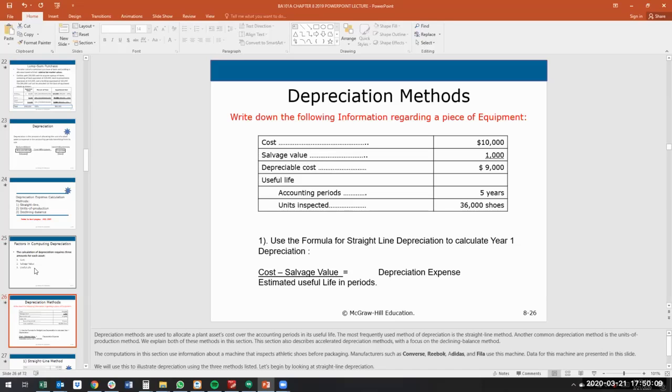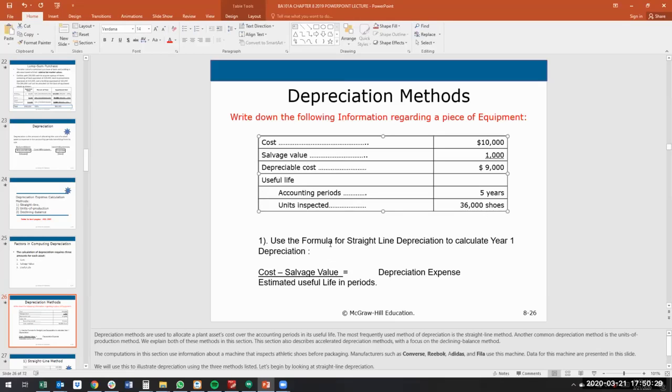Always write down these variables when you're doing a depreciation question. Make sure you know their cost, your salvage value, your depreciable cost, also your residual cost. The 10,000 minus the 1,000 is the 9,000, which is the depreciable cost. Cost minus salvage value is depreciable cost. In useful life, we have the accounting periods, 5 years, and then we might have units here.